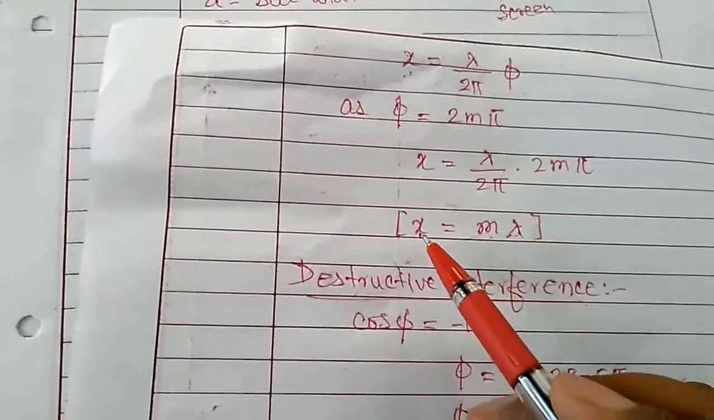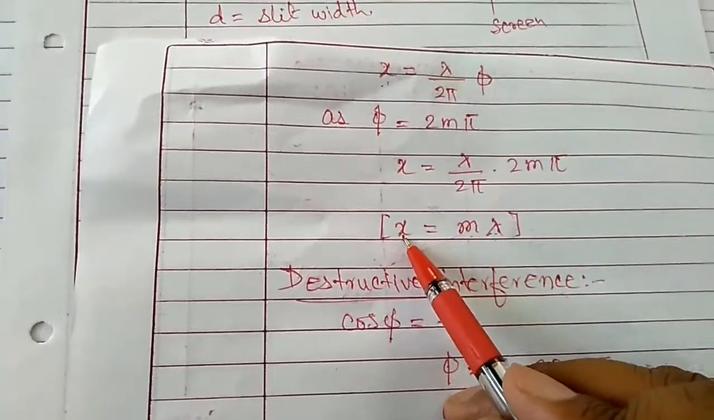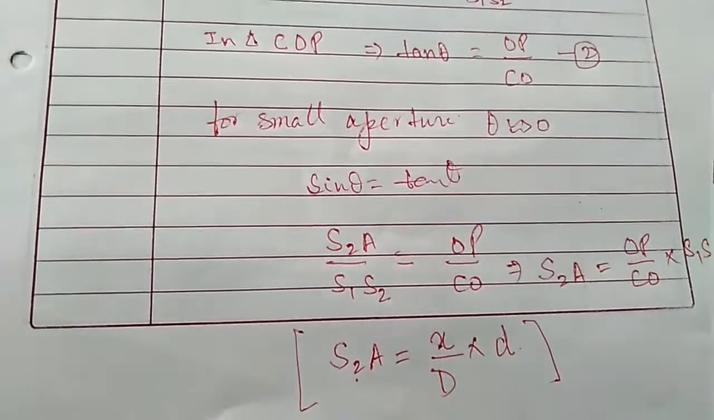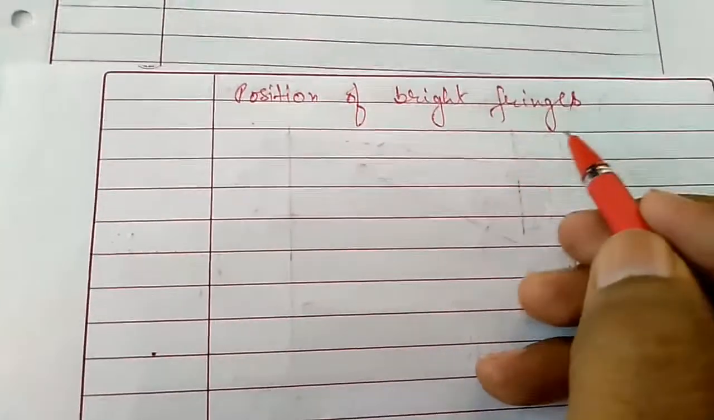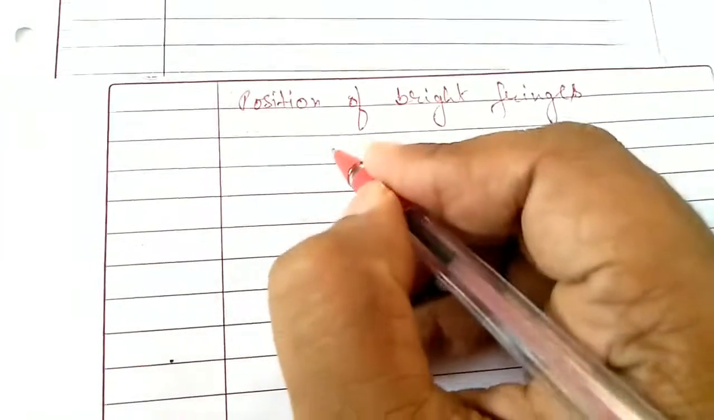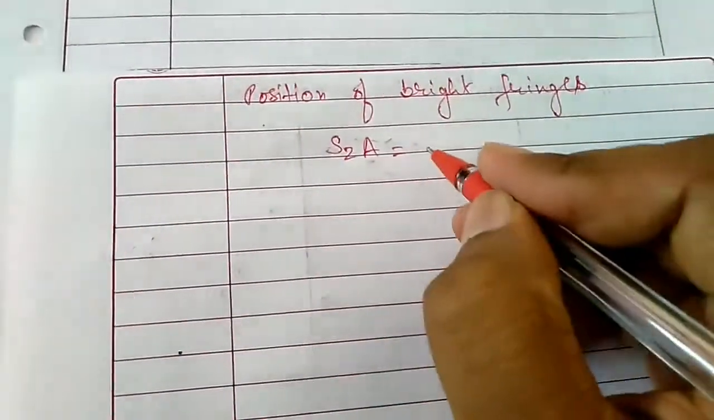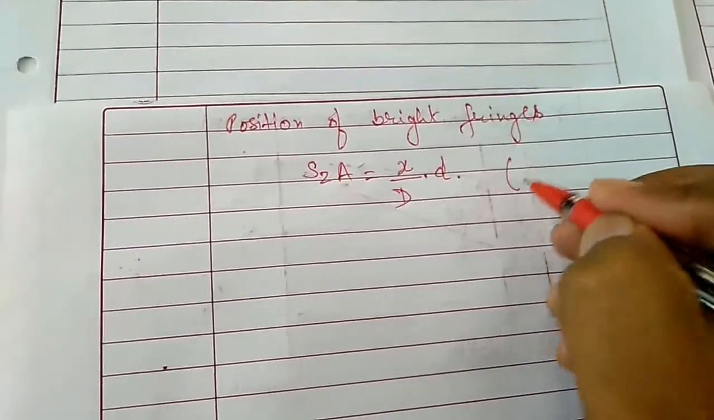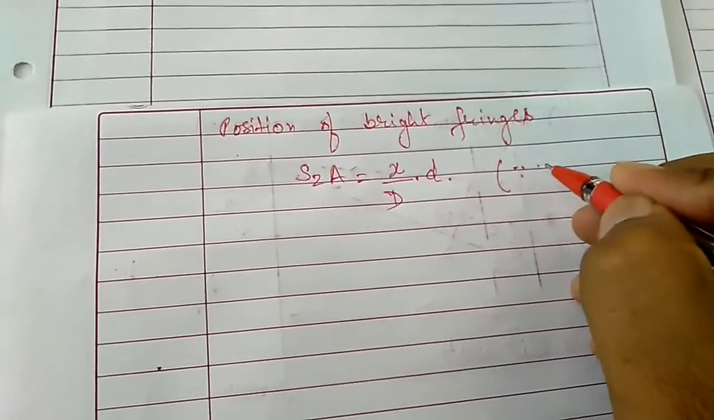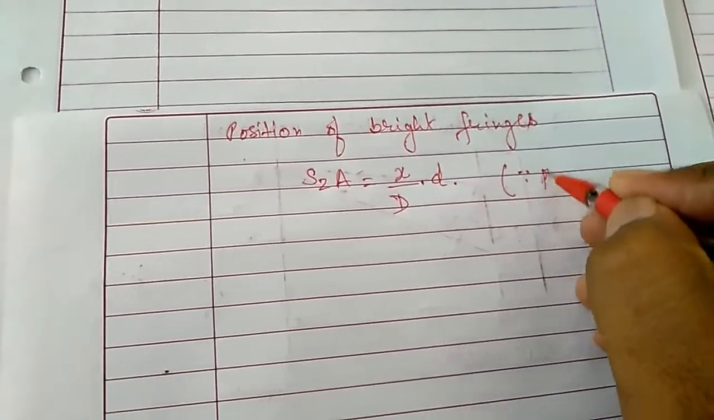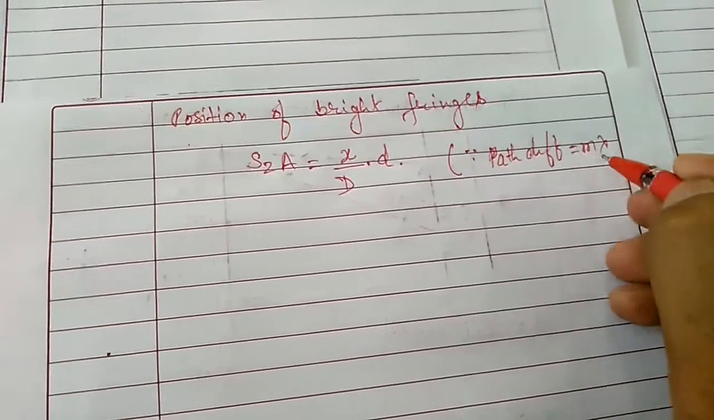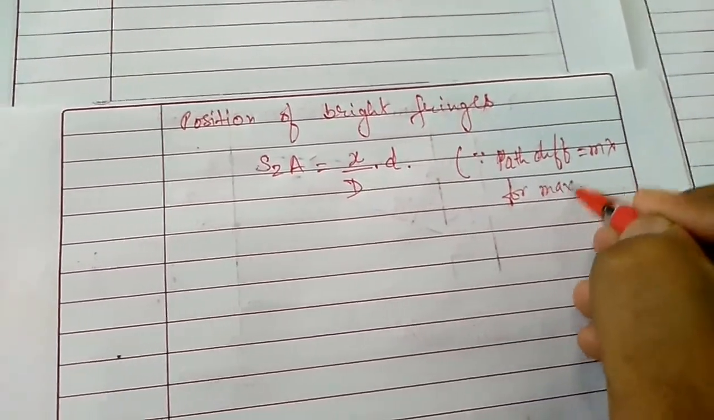Don't mix them. If there is maxima, the path difference will be m lambda. So if this is creating the maxima, S2A will be equal to m lambda. Let's see in the next page. Don't be disturbed by the symbols. Position of bright fringes: S2A is our path difference, equal to x upon capital D into small d. Since it is for maxima, I'm again saying this x and this x are not the same. I'm writing in words to separate them. The path difference is equal to m lambda for maxima.